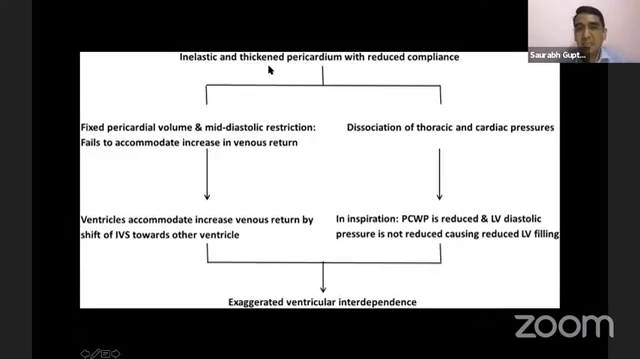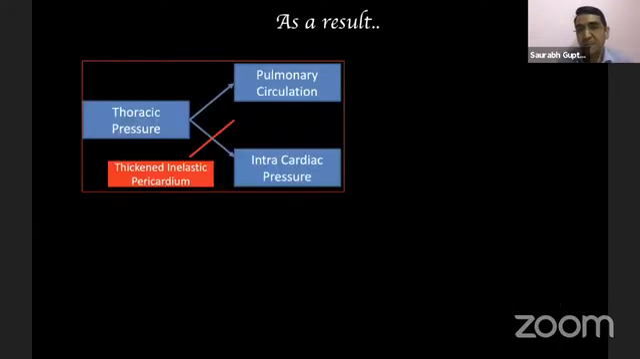So to summarize, inelastic thickened pericardium with reduced compliance will lead to fixed pericardial volume and mid-diastolic restriction, which fails to accommodate increase in the venous return. In addition, there is dissociation of thoracic and cardiac pressures, and these two lead to exaggerated ventricular interdependence, which is the hallmark of pericardial constriction.